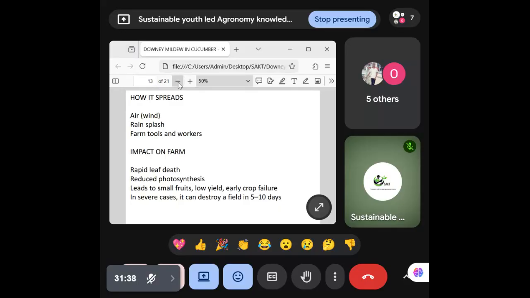Next slide, how it spreads. We talked about this: air, rain splash, farm tools, and workers. Please let me just talk a bit on farm tools and workers. I don't know if I have time.